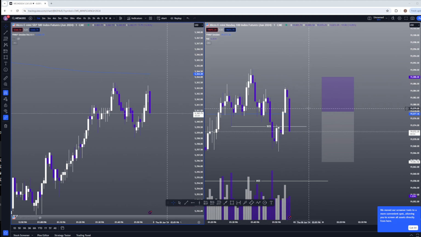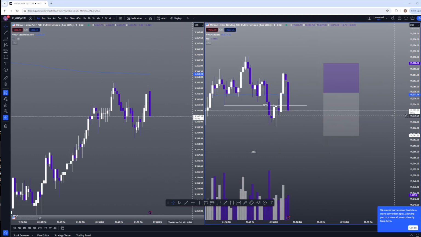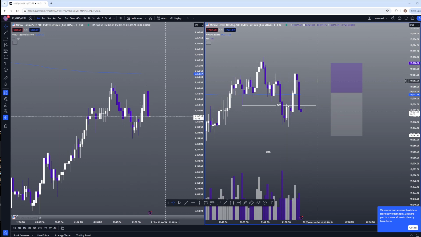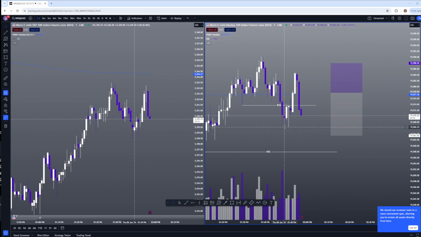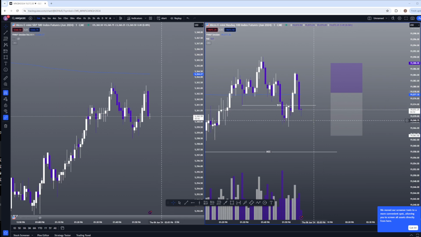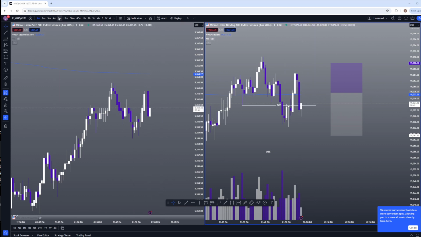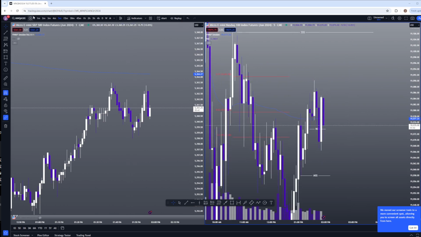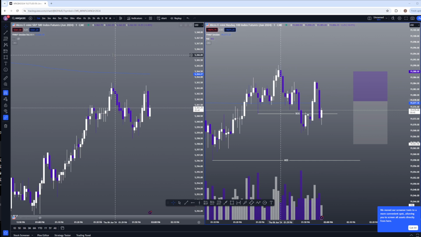So we can kind of see price going all over the place here. A little bit of manipulation. Right, we create a lower low, we break structure, and then we come right back up. Take out this high, come right back down. So we're seeing that little bit of manipulation here. So let's see what we do on this 1 minute time frame.